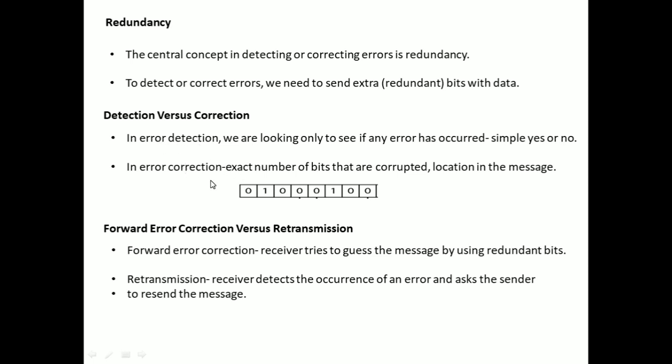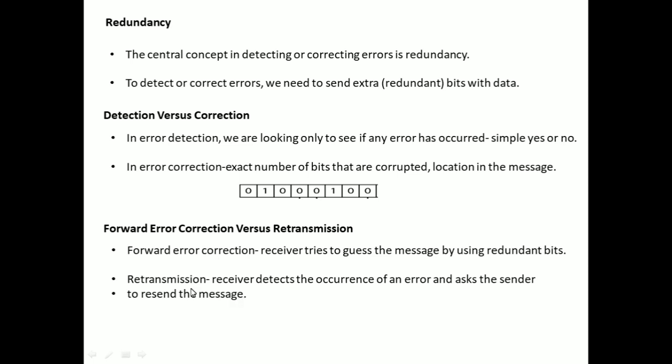The next basic concept is forward error correction versus retransmission. These two are methods for error correction. In the forward error correction method, or FEC, the receiver tries to guess the message by using the redundant bits. The second method is called retransmission. In this method, the receiver detects the occurrence of an error, and when it detects an error, it asks the sender to resend the message. This is the difference between forward error correction and retransmission.